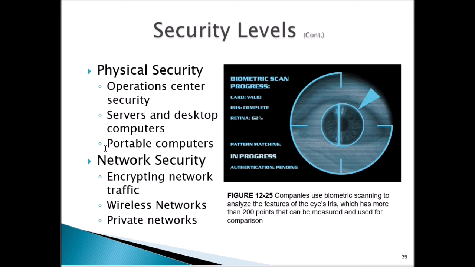Continuing on with physical security, there could be operations center security. That's access, getting badge access. Our Chicago data center has extremely strong access. You actually have to get fingerprinted.